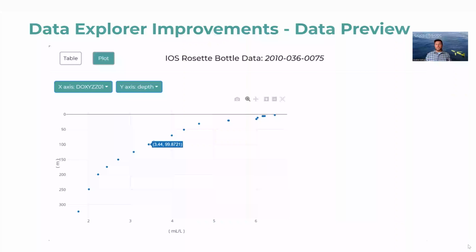Once you have found a data set, you can go ahead and take a look at it and get a preview on either a table or a plot. This will show you the last 1,000 rows of the data, so you can make sure that it is what meets your needs.